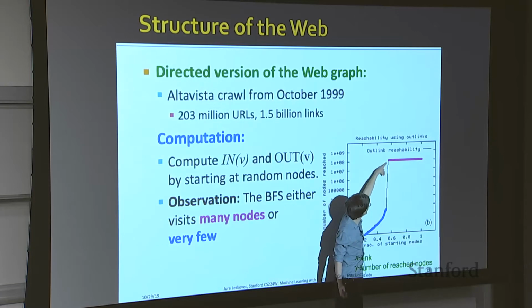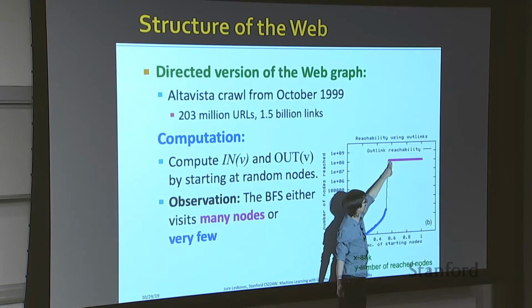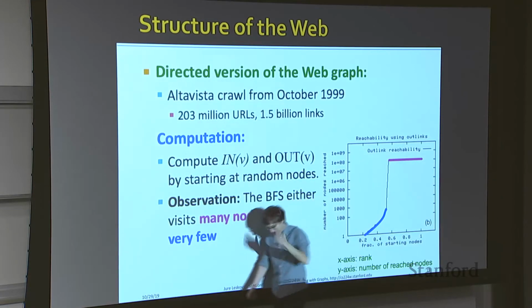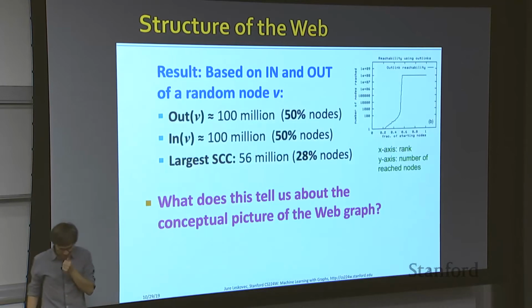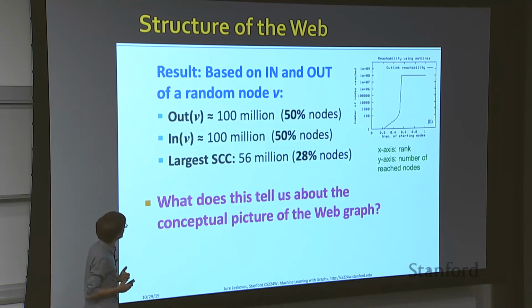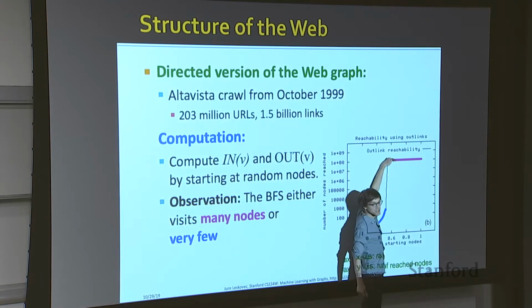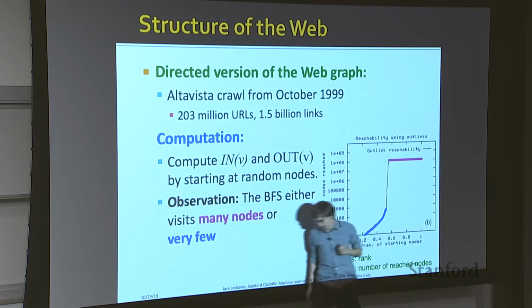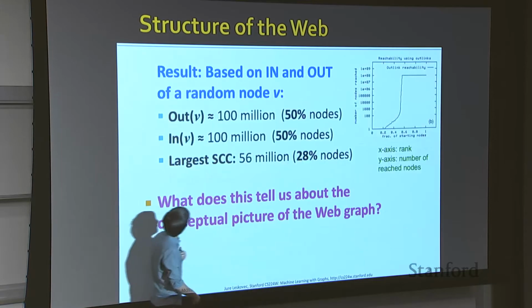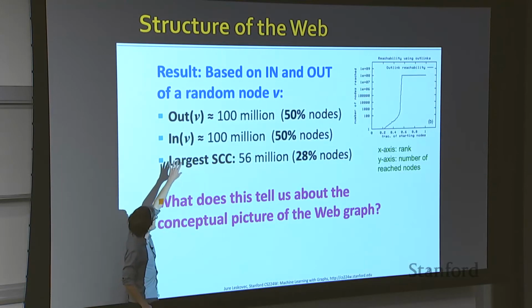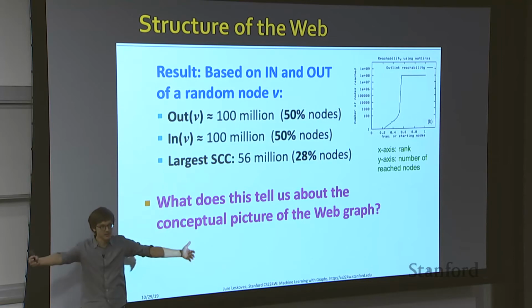Right? This is empty. You either get stuck here, or you get all the way up there. Like it's a big step, a big jump. Okay? So what did they find out? When they did this, they basically found that this number is 100 million. So what this means is that for about half of the nodes, the size of the out component is about 100 million.